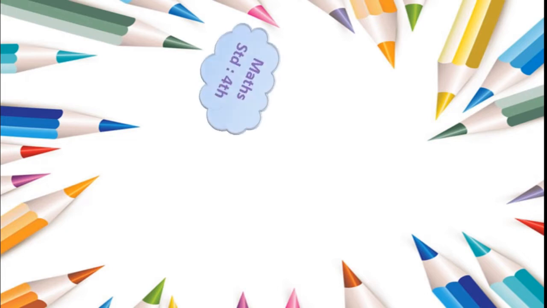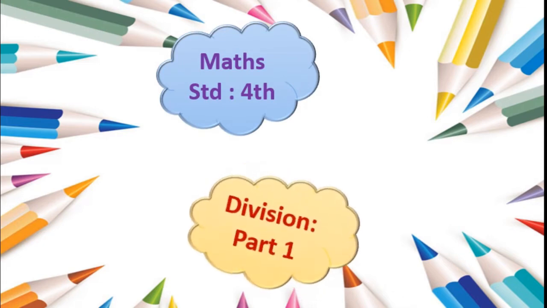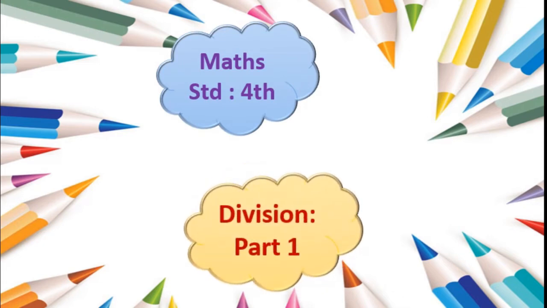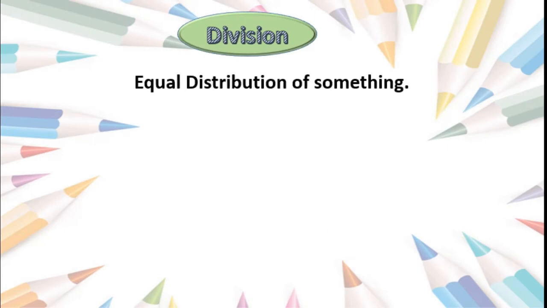Today's subject is maths of standard 4th and the topic is division part 1. Yes students, and see this. This is the symbol for division, means one horizontal line and dots on the horizontal line, one up and one down. Division, what is the meaning of division? Division means equal distribution of something.